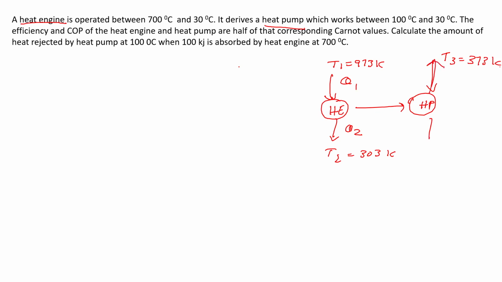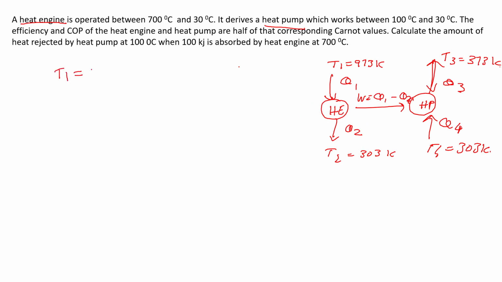This output, okay. And here also we are giving T4 is equal to 303 Kelvin. This is Q4 value, this is Q3 value. So we are making the diagram like this. And W you can write as Q1 minus Q2. Now we have to see what are the parameters given.